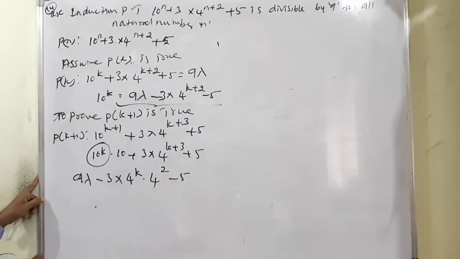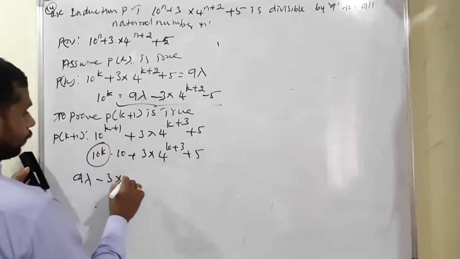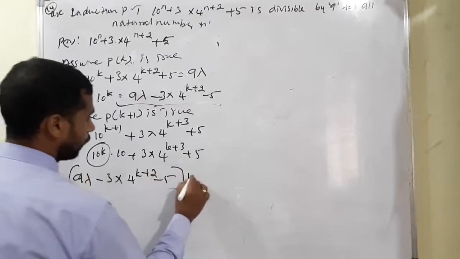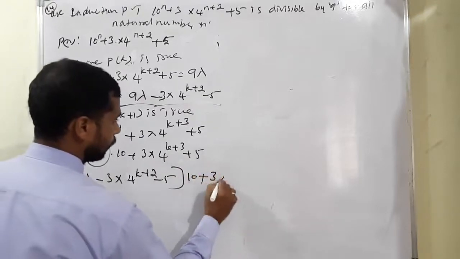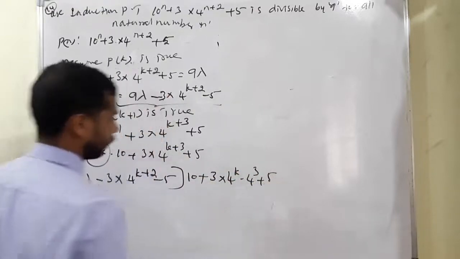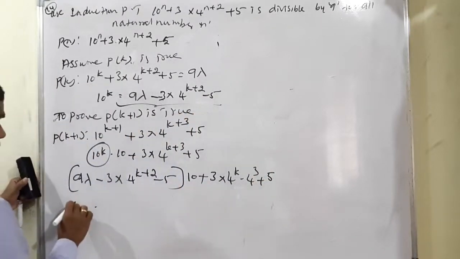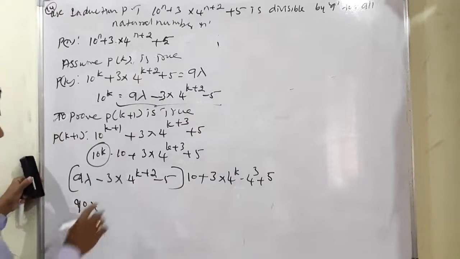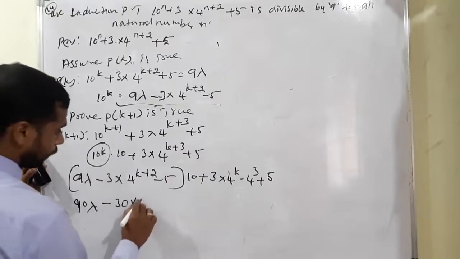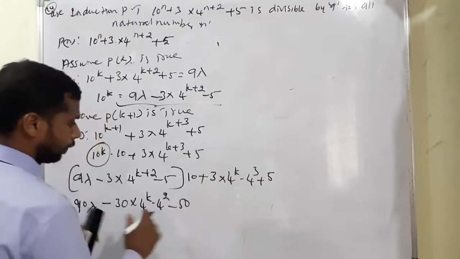Otherwise, first we can write it as it is: 3·4^(k+2) minus 5. Outside, 10 is common, plus 3·4^k into 4 cube plus 5. Now, remove the bracket. 10 into 9λ means 90λ. 3 into 10 means minus 30 into 4^k into 4 squared, minus 5 into 10 means minus 50.